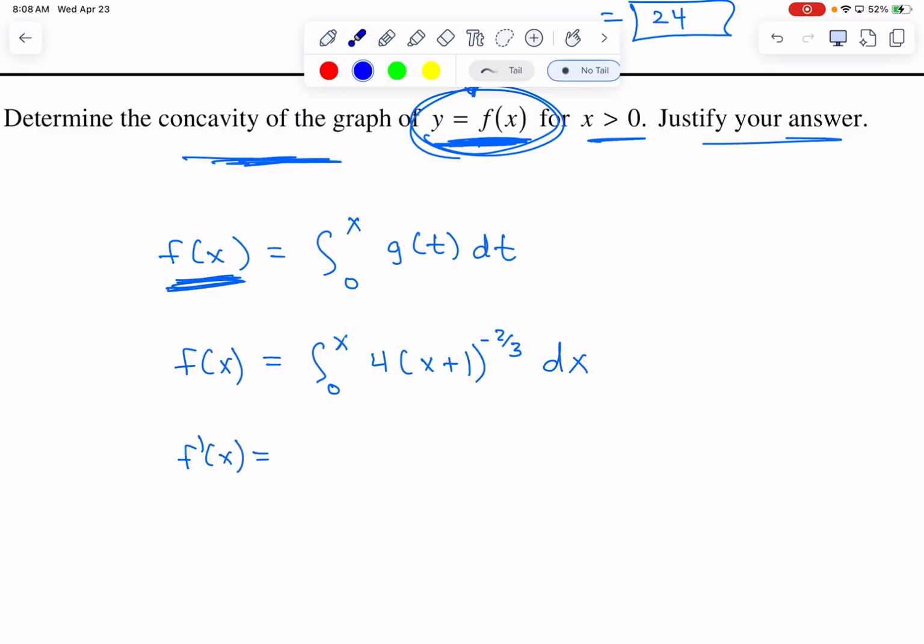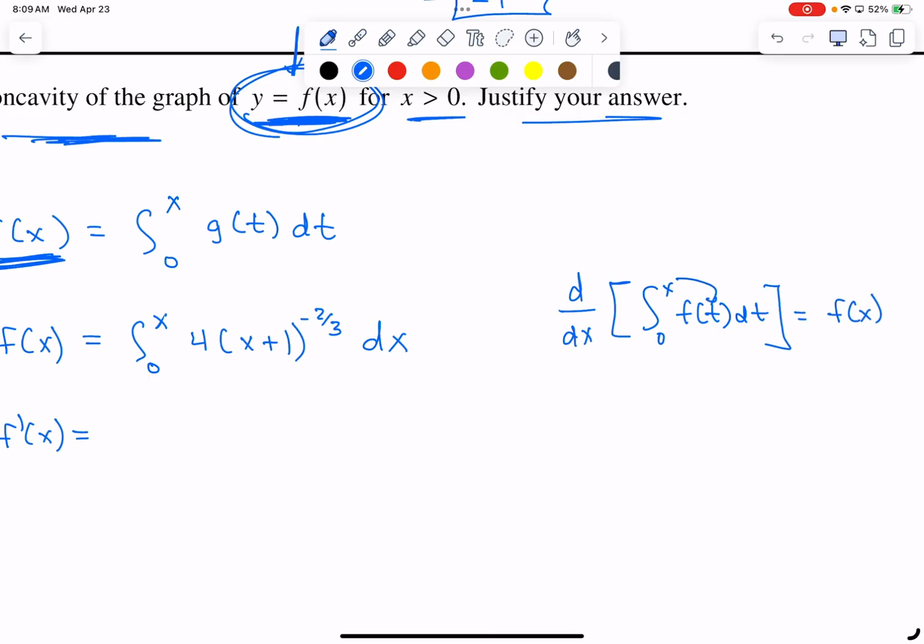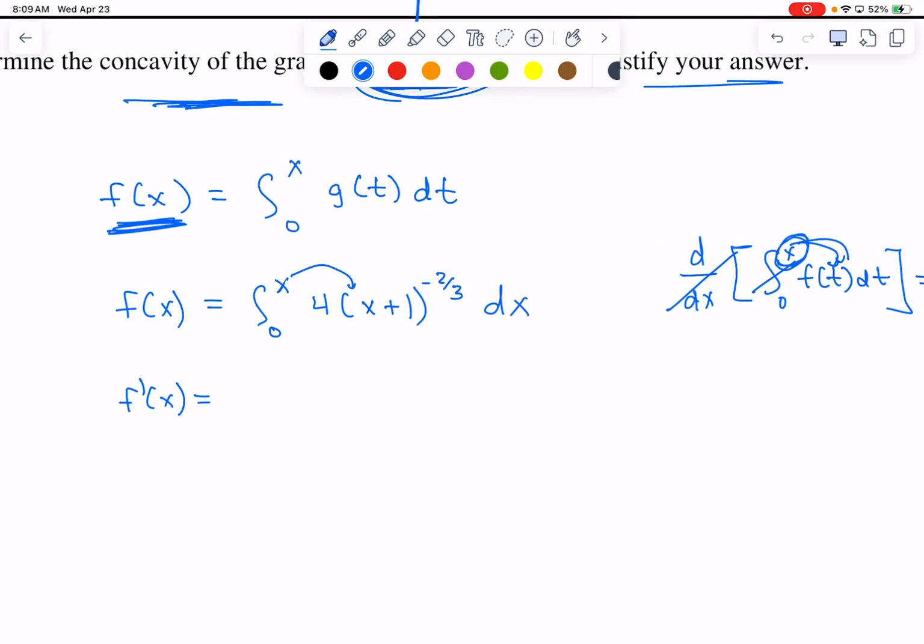When you do the derivative of an integral, all you got to do is plug in what? Let me review the derivatives. FTC part 1. If you do the derivative of the accumulation function from 0 to x of f of t dt, what was the rule? The derivative cancels the integral, and you just plug in x. If there was something other than x here, you would have to multiply by the change, but there's nothing other than x. So is that going to change it? No. So the derivative is just 4 times x plus 1 to the negative 2/3.